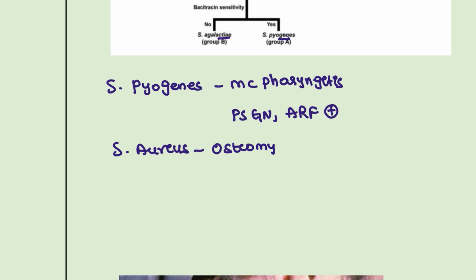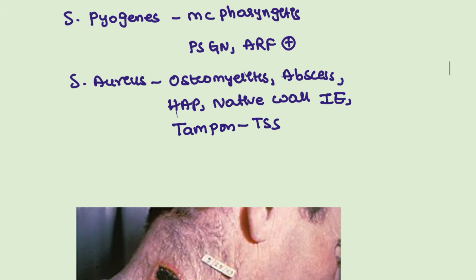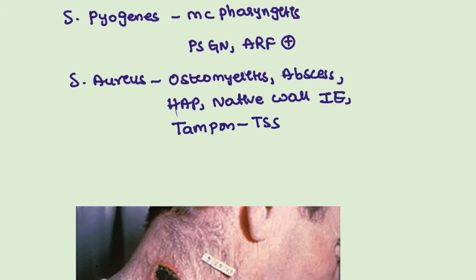This is the common pathogen for osteomyelitis, abscess, hospital acquired pneumonia, native valve infective endocarditis, and tampon associated toxic shock syndrome also. These are the common pathogens, and post-operative infections are also most commonly associated with Staph aureus.